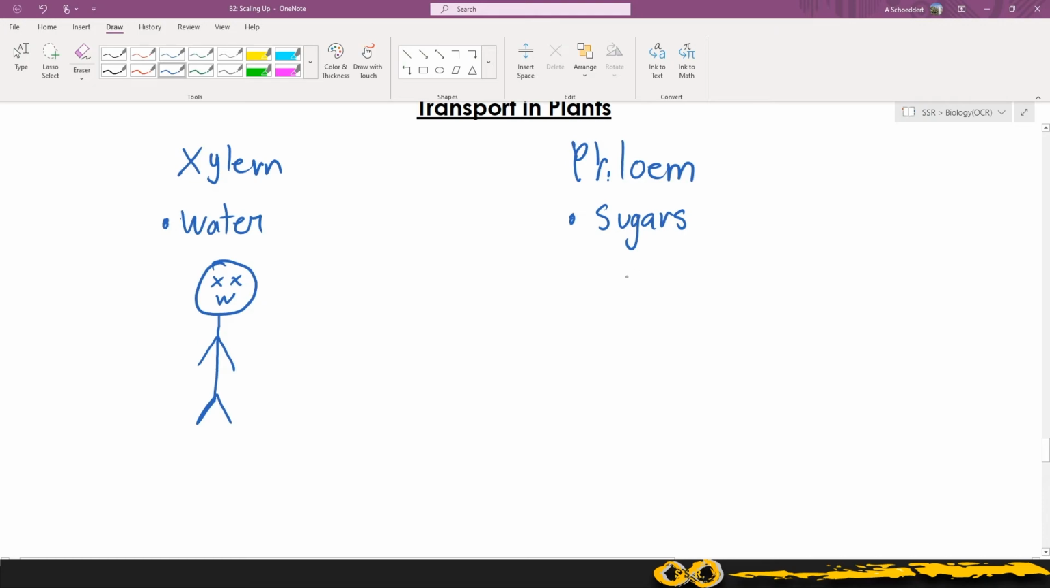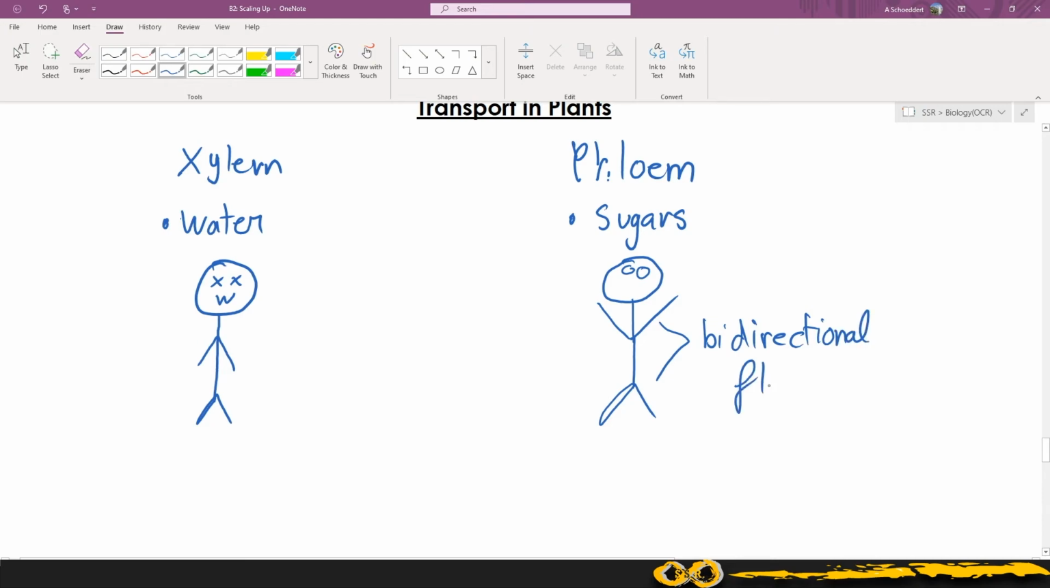Whereas the phloem is alive and is celebrating its aliveness, and so that lets you know that you have bidirectional flow. The flow is going from the roots to the leaves, but there's also quite a lot coming from the leaves back down so that the roots can be supplied with the sugar they need because they can't do photosynthesis being under the ground.